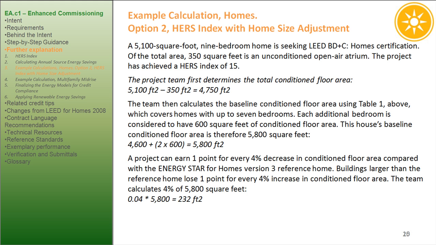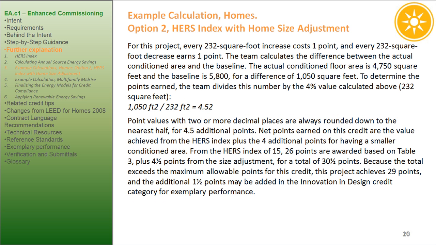A project can earn 1 point for every 4% decrease in conditioned floor area compared with the Energy Star for Homes version 3 reference home. Buildings larger than the reference home lose 1 point for every 4% increase in conditioned floor area. The team calculates 4% of 5,800 square feet. 0.04 times 5,800 equals 232 square feet. For this project, every 232 square foot increase costs 1 point, and every 232 square foot decrease earns 1 point.